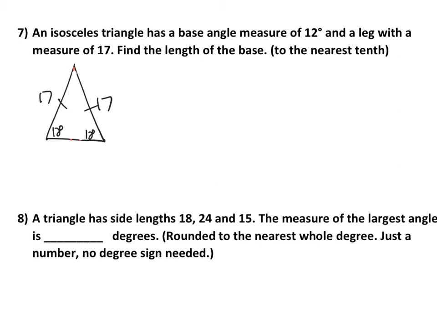So we could find this angle measure right up here, the vertex angle. So the vertex angle is going to be 180 minus the 12 and minus the 12. So we're going to get 156 degrees. Okay, and we're trying to solve for x, the length of the base. That's our x, length of the base. Okay, so now we can do 17 over sine 12 equals x over sine 156. Side and angle opposite each other is what we can use to set up a law of sines.